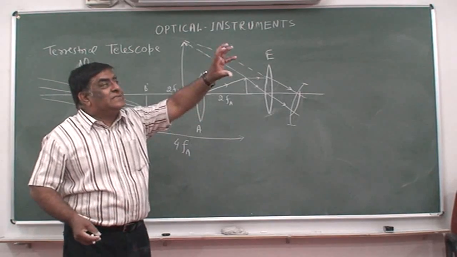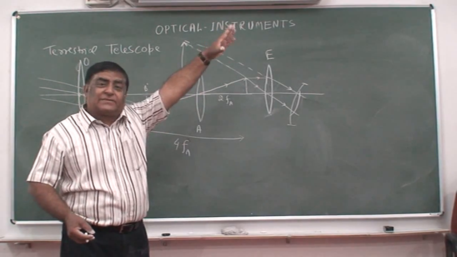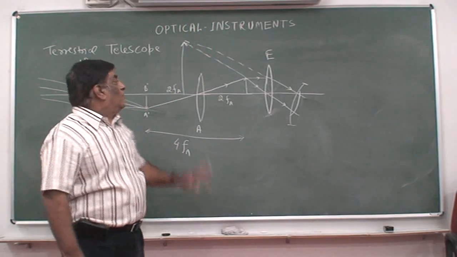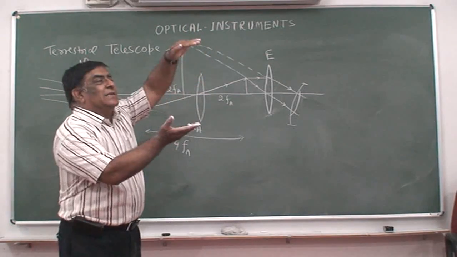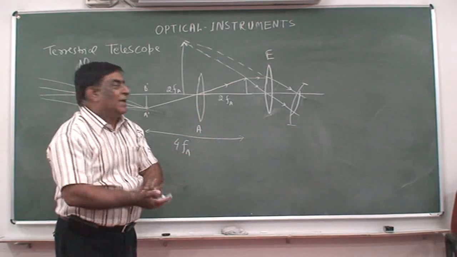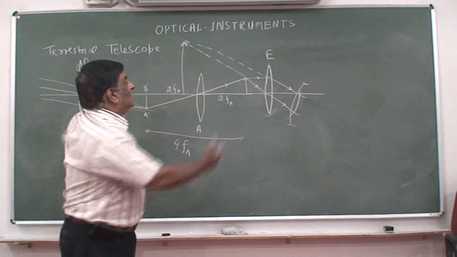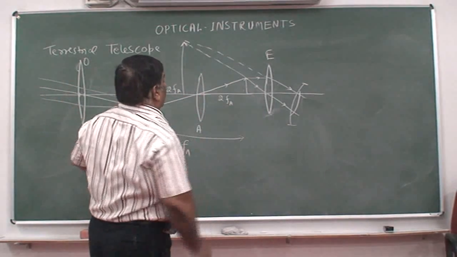As such, we get a very small quantity of rays from a star because it is far away. So there is no use seeing it upside down. To us it does not make any difference. So we remove this, and the length becomes small.